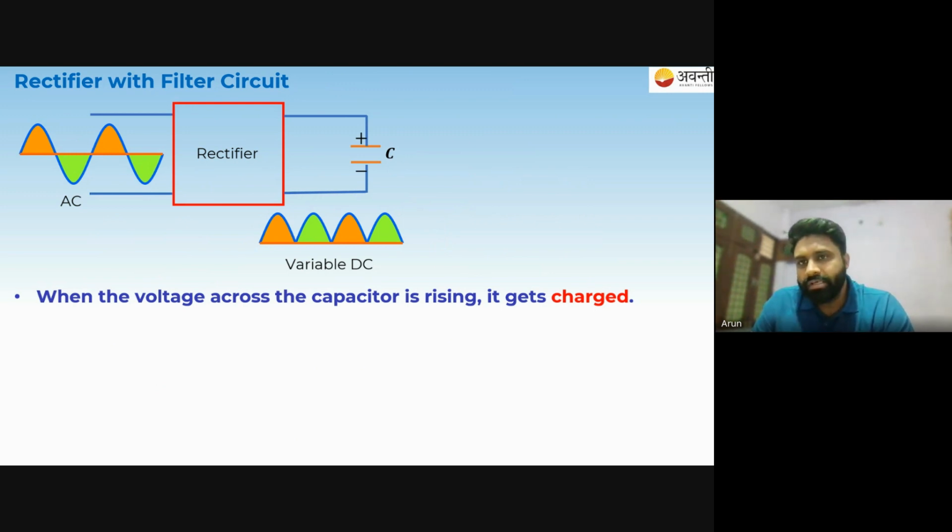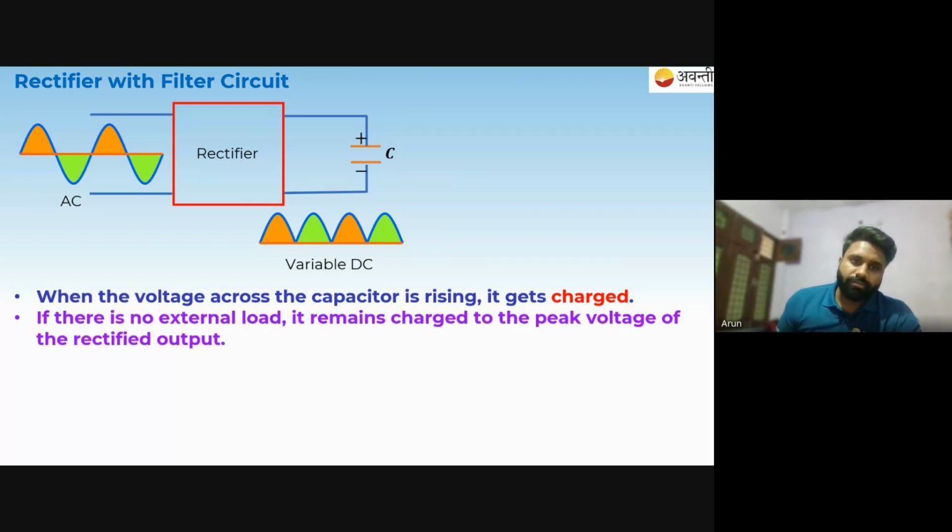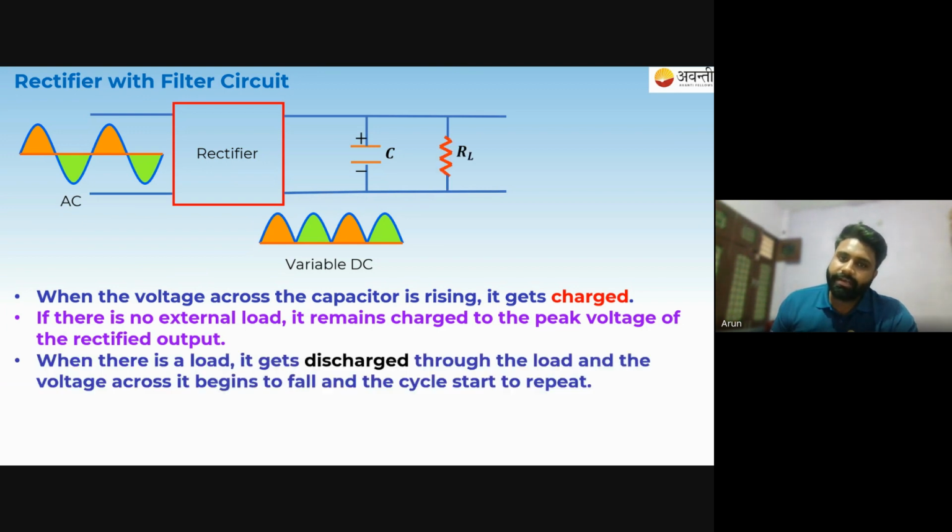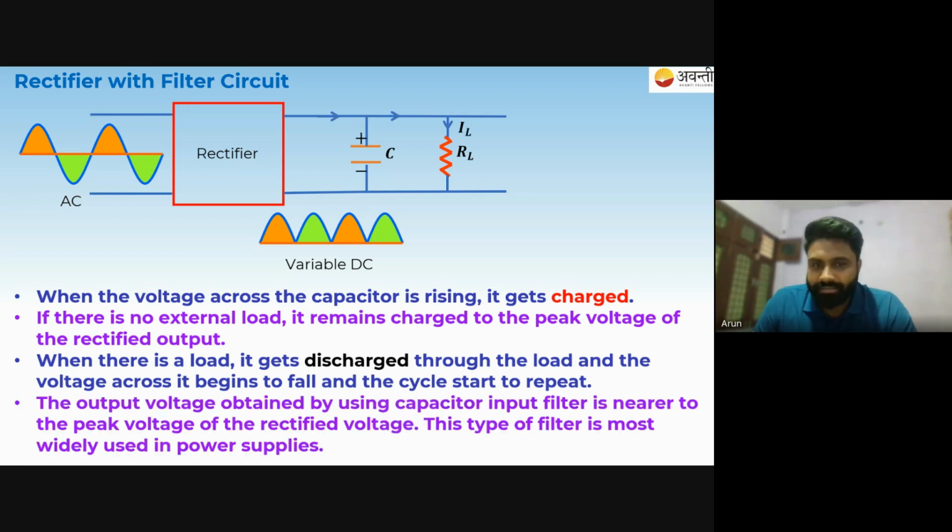So what does a capacitor do? The capacitor will charge instantly, and when you apply a load across it, it will discharge about 99% of the charge or the current, in microseconds. Again it will charge, again discharge in microseconds. So there is not so much variation that you will see in the external output after the rectification process. When there is no external load, it remains charged to the peak voltage of the rectified output, and when you connect a resistance to it, it will discharge immediately and the cycle will restart. Got it?